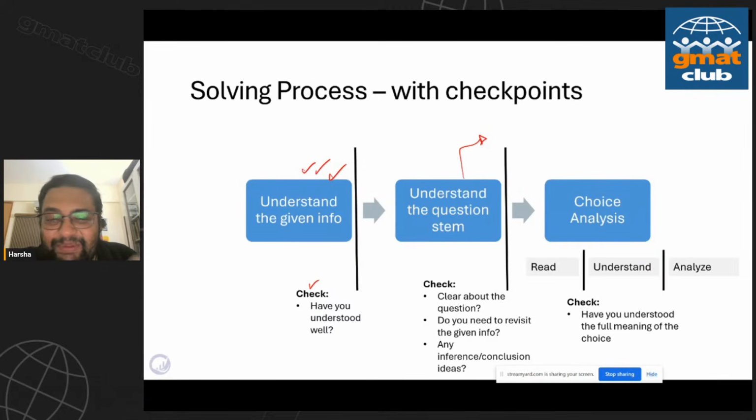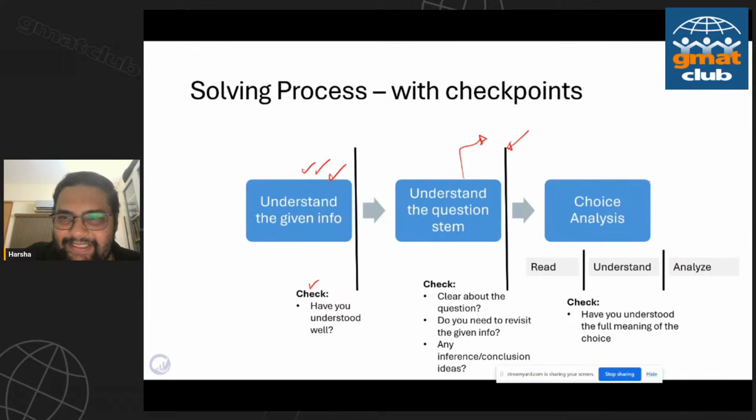What is it you're dealing with? Be very, very clear about it. And even here, you do have a checkpoint where you can, once you've seen that this is an inference question or this is an assumption question, ask: do I need to go back? Do I need to go and check the conclusion again if it's an assumption question? Is the passage clear? Do I want to go back? You still have the choice here.